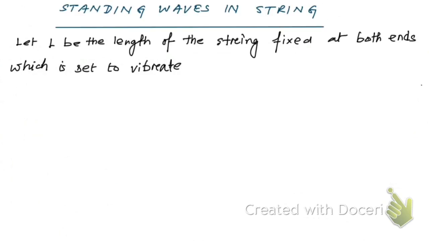So here you see, suppose this is a string which is fixed at both ends, and its length is L, and it is set to vibrate. Now let me draw this figure here. Let me consider this direction as the positive x direction. Now let a wave pulse move on the string from left to right.